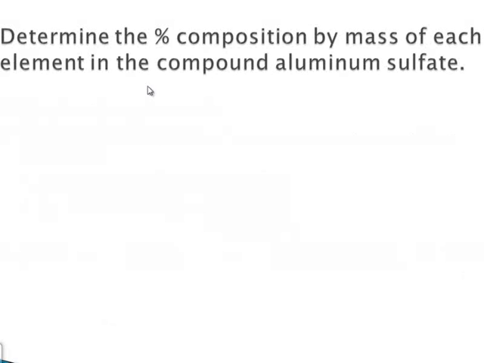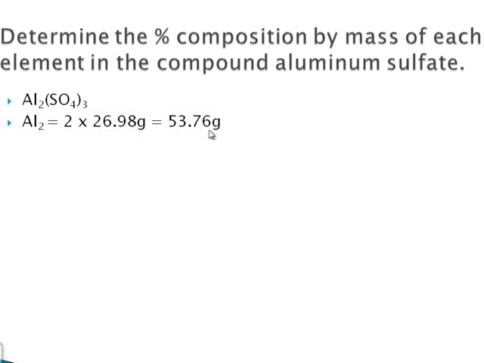We want to determine the percent composition by mass of each element in the compound aluminum sulfate. Okay, so here's the formula for aluminum sulfate. Aluminum's a +3, sulfate's a -2. I could do my crisscross and I end up with this as my formula. Alright, I've got 2 aluminums, each weighs 26.98 grams per mole, gives me that much contribution from aluminum.